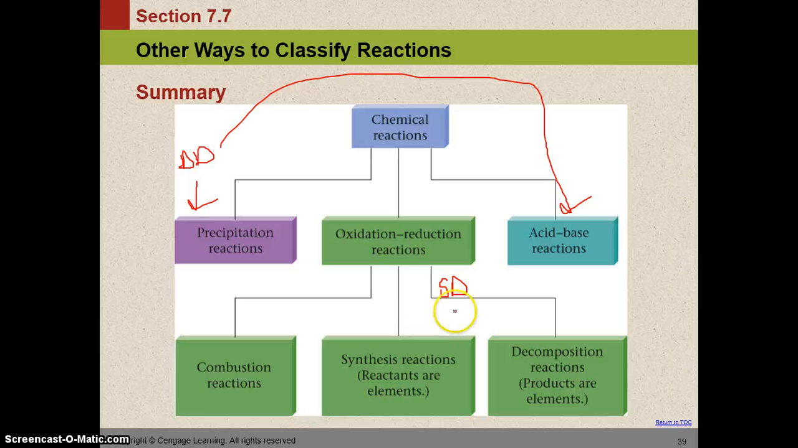So just keep an eye out for those, and that's all the labeling that you're going to have to do, is just to identify them like that. Just remember that you cannot say the precipitation reaction is going to be combustion or acid-base is going to be decomposition. You're not going to see that happen. So just get familiar with what you're looking for, know what characteristics you're looking for, and do the best you can.